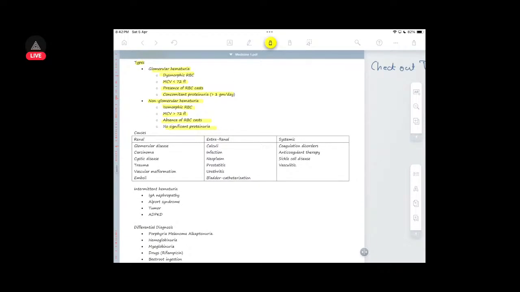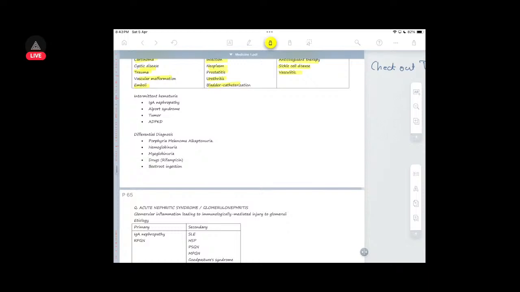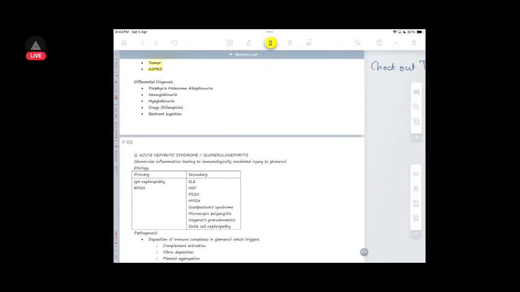So it can be of three causes: renal, extrarenal, and systemic. Renal: glomerular disease, carcinoma, cystic disease, trauma, venous malformation, emboli. Extrarenal: calculi, infection, neoplasm, prostatitis, urethritis, and bladder catheterization trauma. Systemic: coagulation disorders, anticoagulant therapy, sickle cell anemia, and vasculitis. Intermittent hematuria is caused by IgA nephropathy, Alport syndrome, tuberous sclerosis, and autosomal dominant polycystic kidney disease.